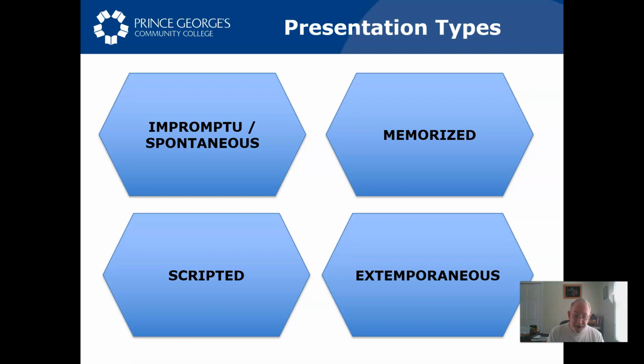Take a look at this first visual. These are the types of presentations, also known as delivery methods. They are impromptu or spontaneous, memorized, scripted, and extemporaneous. Let's break these down.